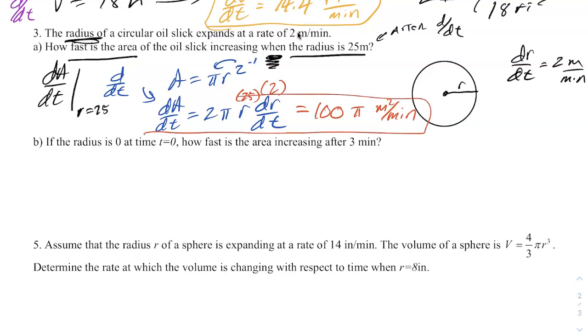And there we go. The area is changing at 100 meters squared per minute. So that's pretty massive when the radius is 25.